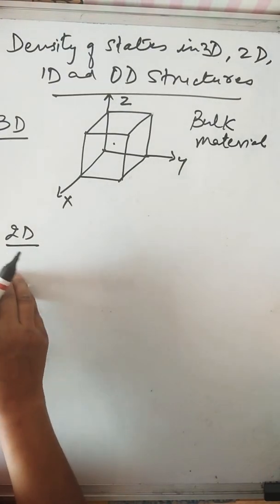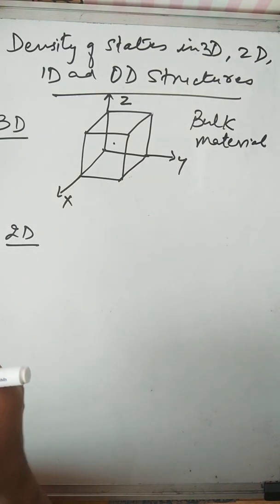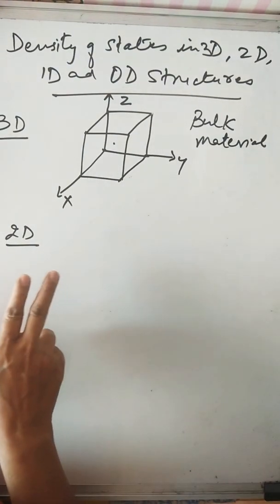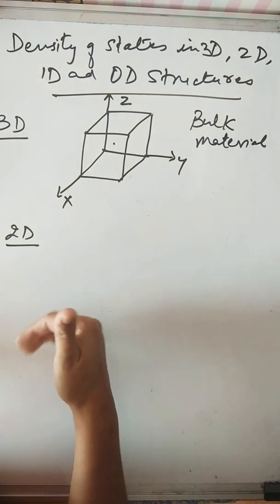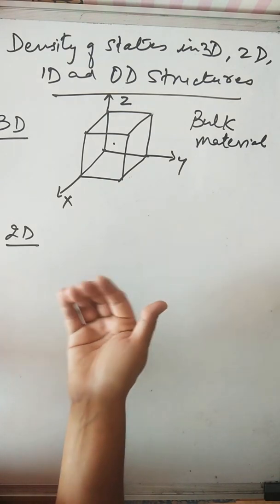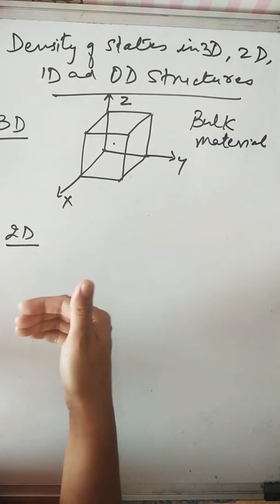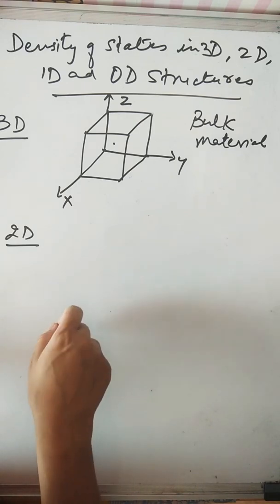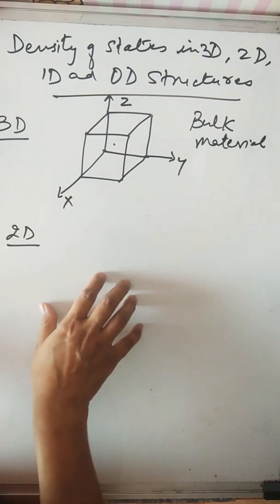So what is a 2D structure? It is a two-dimensional structure. It means that the electron is only free to go in two dimensions. The electron cannot go in the third dimension, or we can say in the third dimension it will go, but it can have only some allowed states. So what do we mean by this?